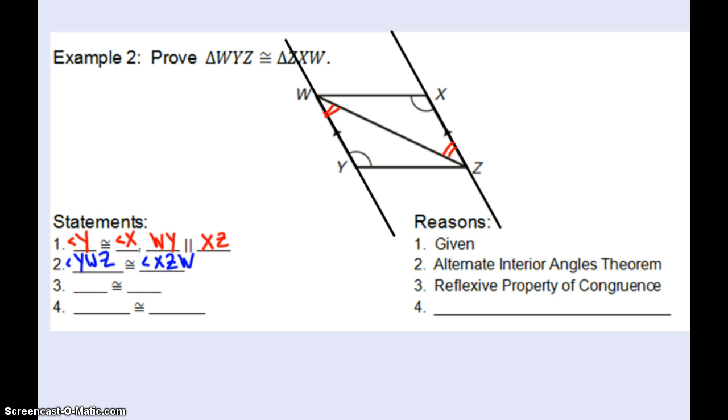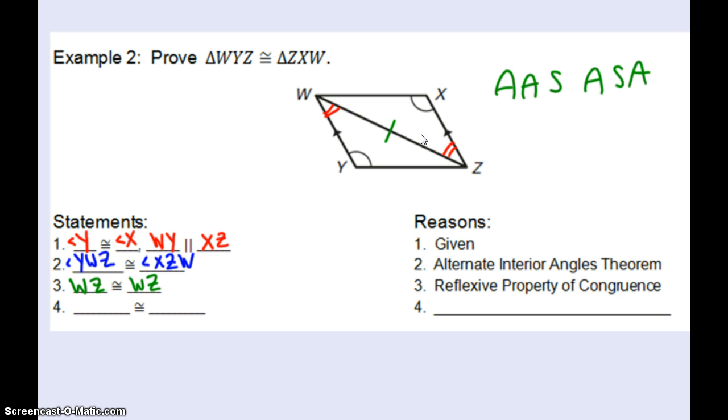Alright, and then by the reflexive property of congruence, I know that WZ is congruent to itself. Both triangles share it. I'll delete these out of the way. Taking a look at the triangle, I have two pairs of angles and one pair of sides, so it's either going to be angle, angle, side, or angle, side, angle. Now the question is, is this side in between the two pairs of congruent angles? The answer is no. It's not included, so we have to use the angle, angle, side congruence postulate.